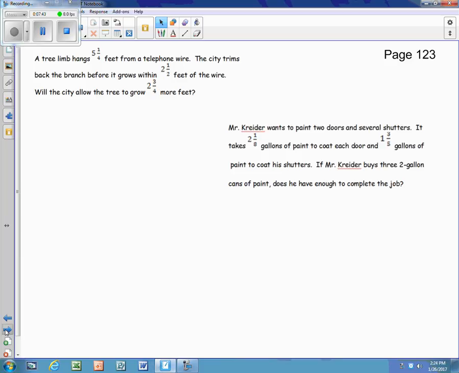Next, we have a tree limb that hangs 5 1/4 feet from a telephone wire. The city trims back the branch before it grows within 2.5 feet of the wire. Will the city allow the tree to grow 2 3/4 more feet? So it's this far from a telephone wire. They cut the branch this far. So we have to cut the branch.